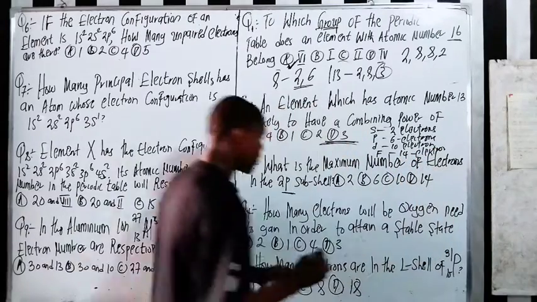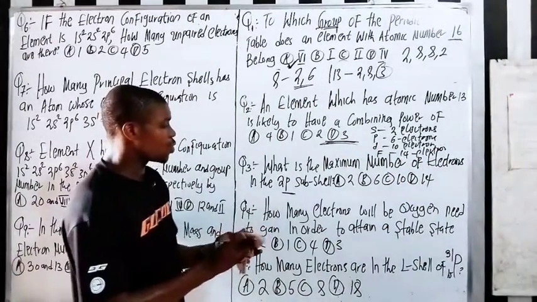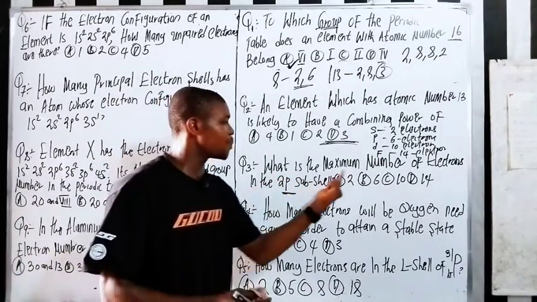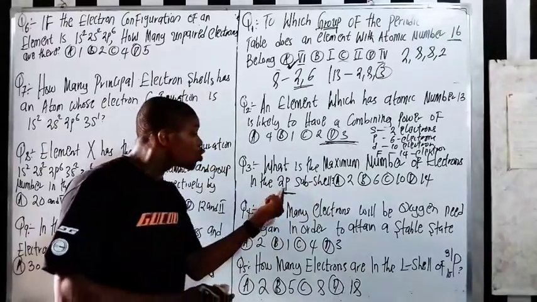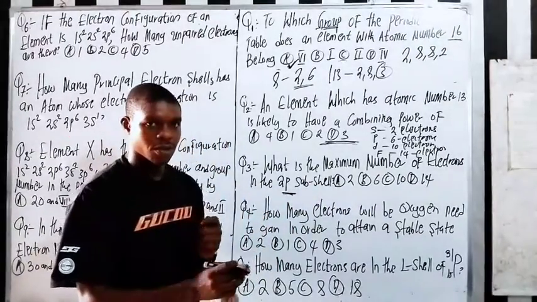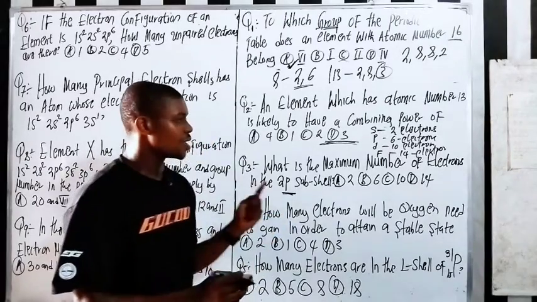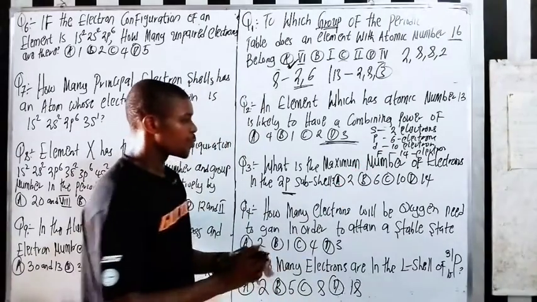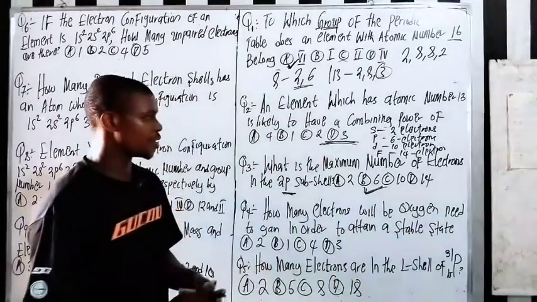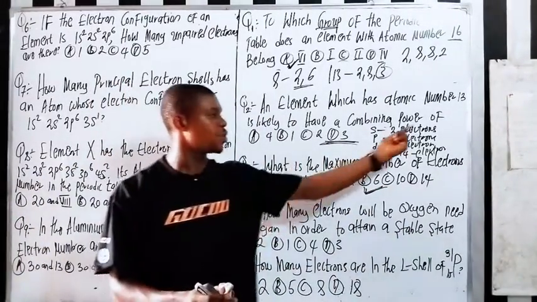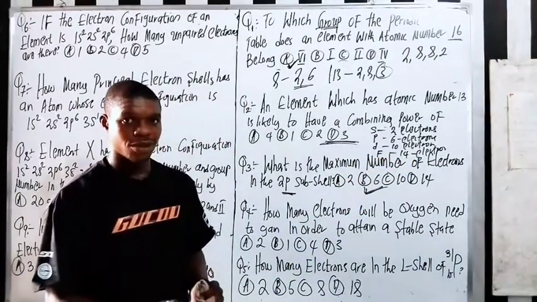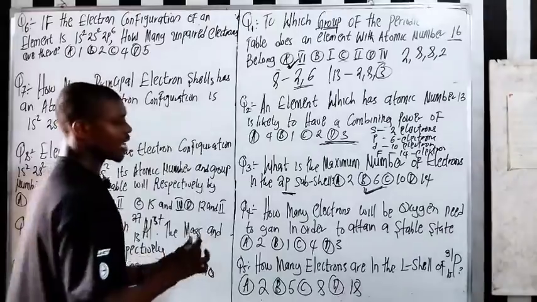As long as we have seen p, what is the maximum number of electrons in the 2p? It is 6 electrons. So the answer here is 6 electrons. Very important. For s it is 2, d is 10, and f is 14. Do you understand? So that is for this one here.